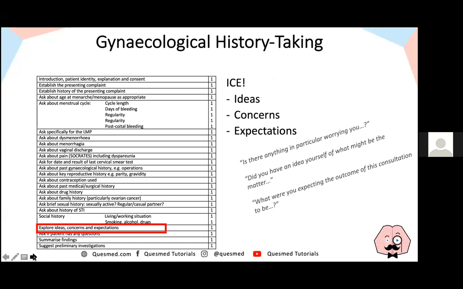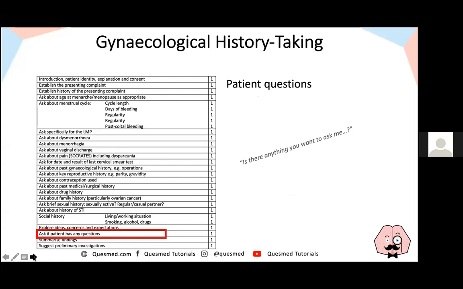And OSCE marks often like to make sure that your patient is satisfied. So I like to use the acronym ICE: ideas, concerns and expectations. And I always ask if the patient has any questions. Sometimes there's a sneaky mark for explaining something to the patient. And if you don't ask them if they've got any questions, you might miss out on that extra couple of marks. So make sure to ask if there's anything the patient wants to ask and score maximum marks.